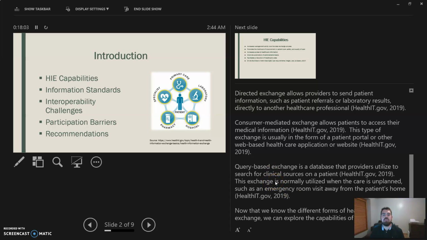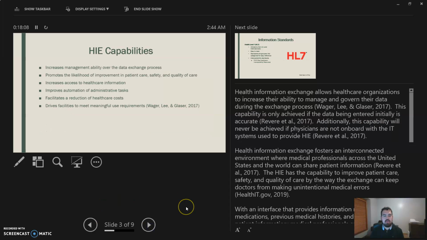And now that we know a little bit more about HIE, we can explore the capabilities of HIE. There are several HIE capabilities, and the first I'm going to touch on is the increased management ability over the data exchange process. This capability is only achieved if the data being entered initially is accurate. Additionally, the capability will never be achieved if physicians are not on board with the IT systems used to provide HIE. There are a handful of physicians that still utilize paper forms, and they prefer to use paper forms.